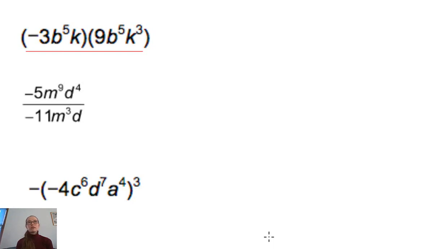So we have the b's, so b to the fifth power times b to the fifth power. And when we have parentheses side by side like that, it means multiplication. So b to the fifth power times b to the fifth power means b to the 10th power, because we just add those exponents. And then the same bases of k and k, so k times k to the third power, so k has an exponent of 1. So we get k to the fourth power.